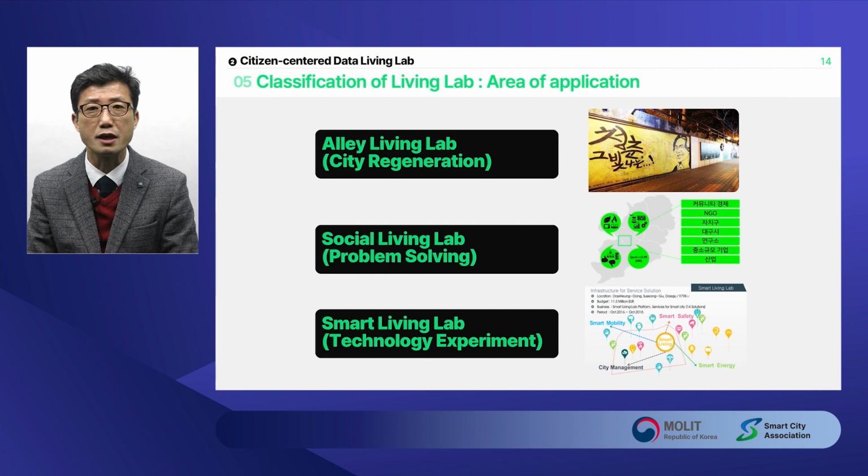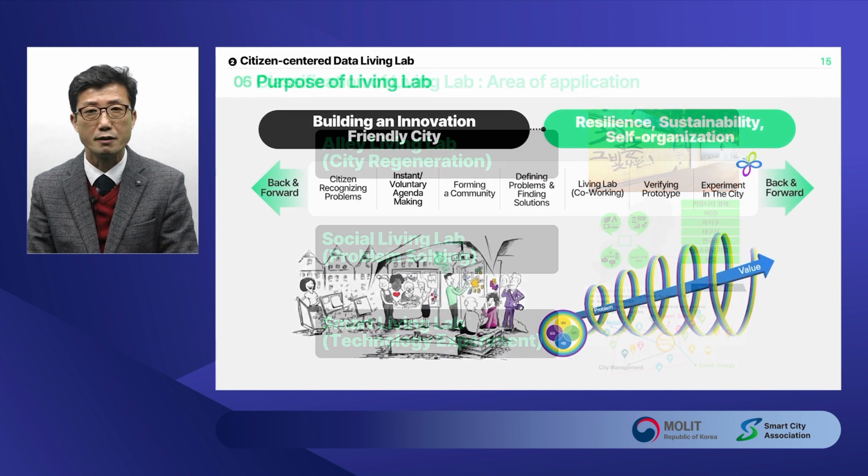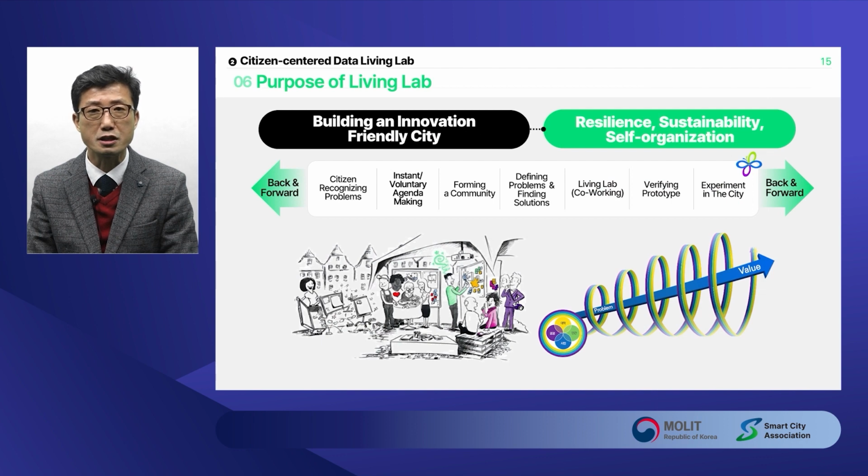Social Living Lab focuses on improving social values through the experiments of the youth on social problems. Smart Living Lab focuses on solving problems in broader areas with cutting-edge technologies. The ultimate purpose of Living Lab is to make an innovation-friendly city.